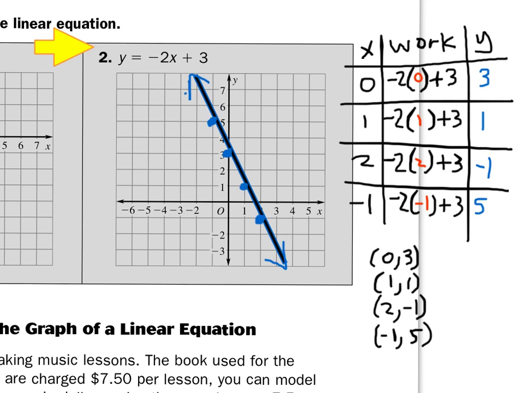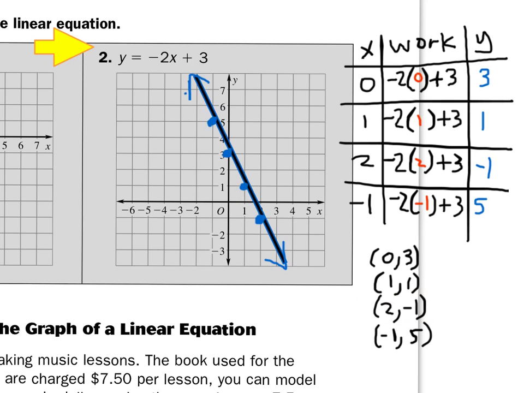Now, I wrote the points here, 0, comma, 3. So let's graph that. Start at the origin, and 0 means you don't walk right or left. Positive 3 means you get in the elevator and go up to 3 and put a dot. Okay, then the next point is 1, comma 1. So start at the origin, walk one place right to the elevator, get in, go up one floor. There you go. Put that point.